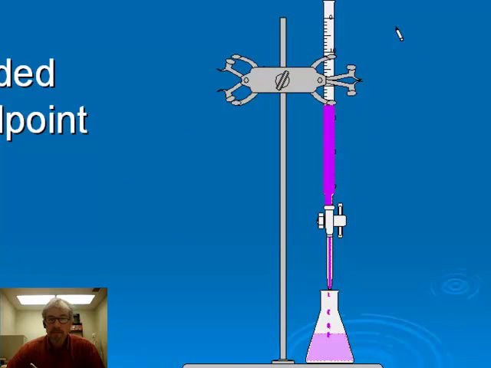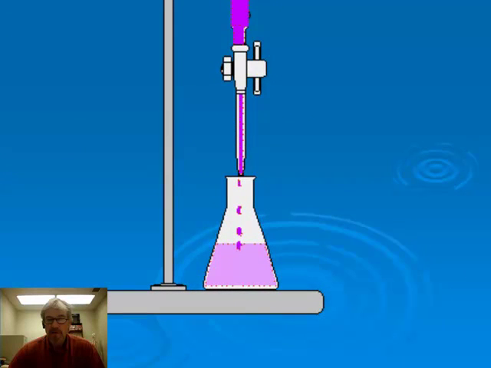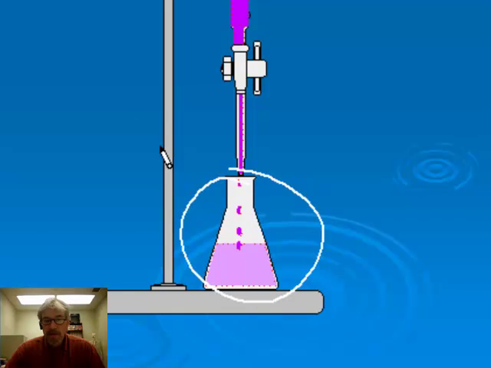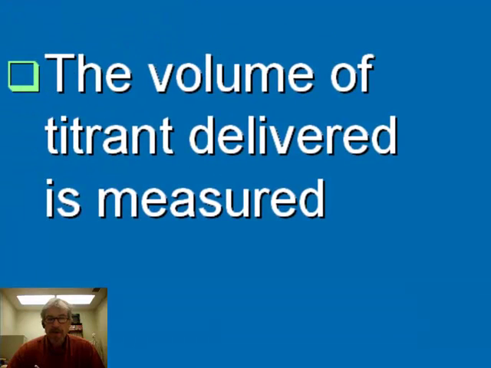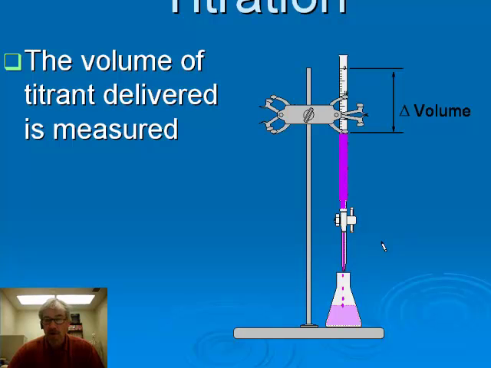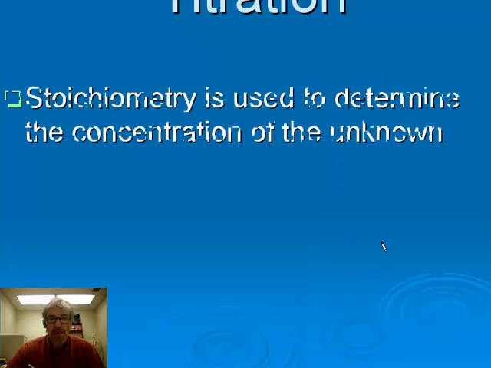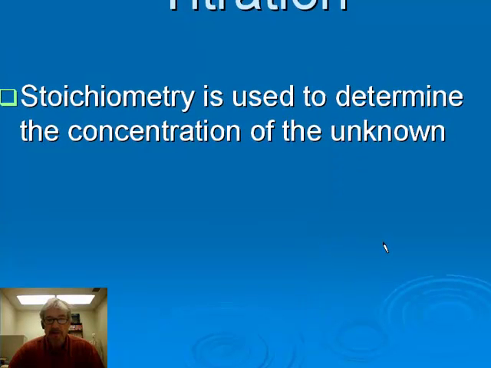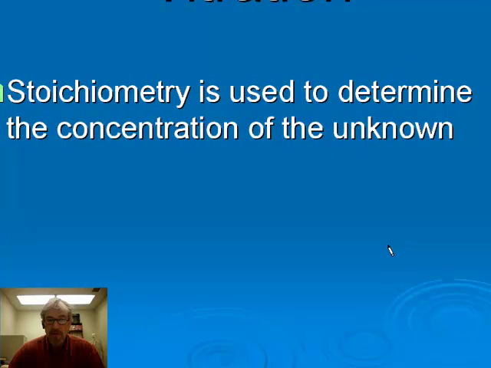When the endpoint is reached, often there'll be a visual cue like a color change that we saw happening here that will tell us that we're at the endpoint. The next thing you do is look at the burette. You knew its starting volume, you know its ending volume reading, and the difference is the change in volume, or the volume that was delivered out the bottom of the burette. Then finally, we use stoichiometry to determine what the concentration was of the unknown, whether that unknown was in the flask or in the burette.